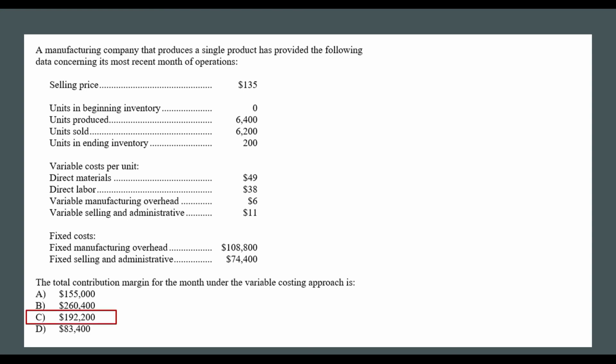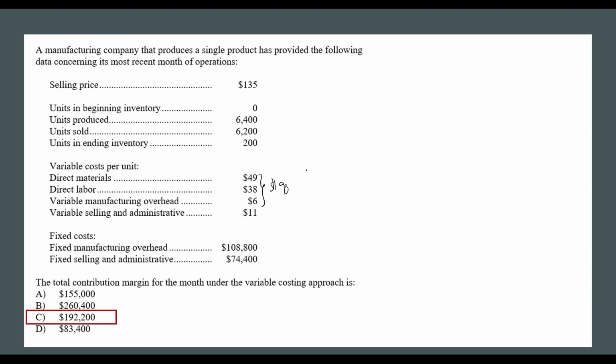So guys, what is the answer? It's letter C. So how did we compute for that? First, we need to get your unit product cost under variable costing. In this case, we need only add these three: $49 for your direct material, $38 for your direct labor, and $6 for your variable manufacturing overhead. It will give us a product cost of $93 per unit.